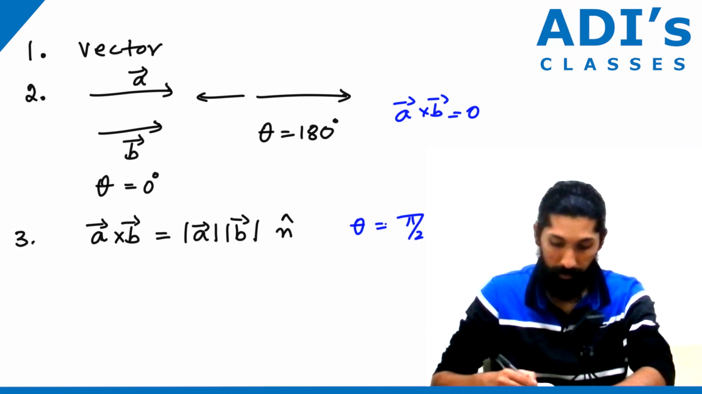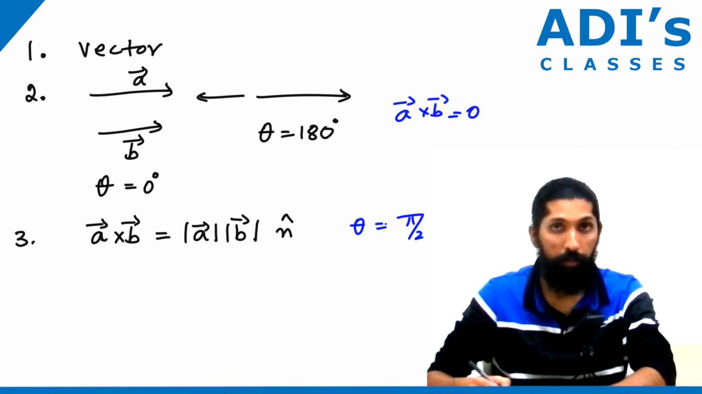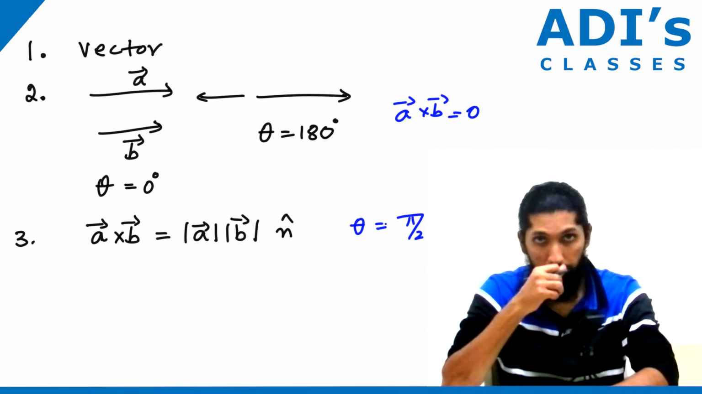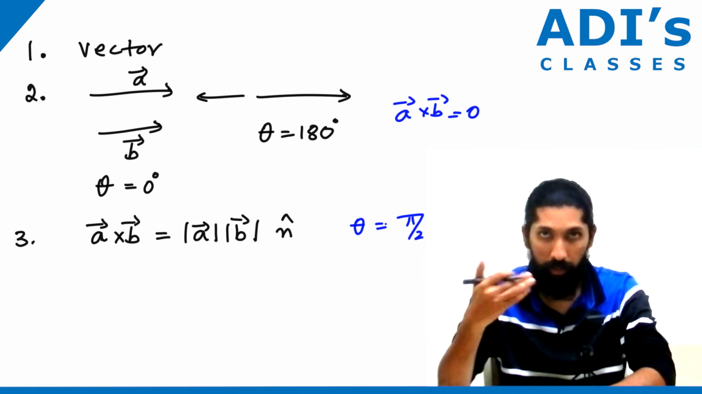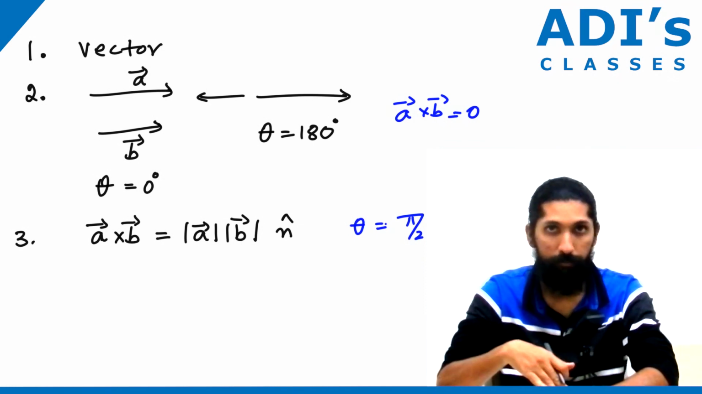Okay, in the second case, when theta is 0 or 180, it's going to be 0. Here, when the theta is pi by 2, we have the maximum value. Suppose if theta becomes 3 pi by 2, then you will have maximum, but in the opposite direction.